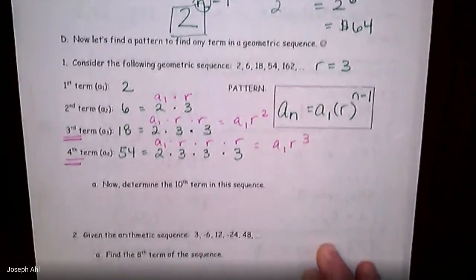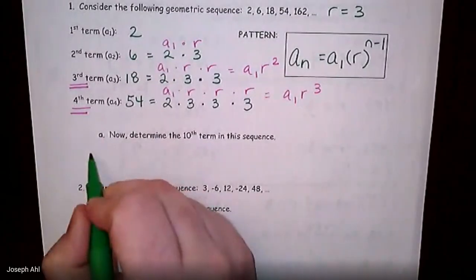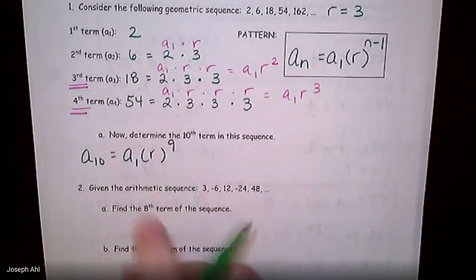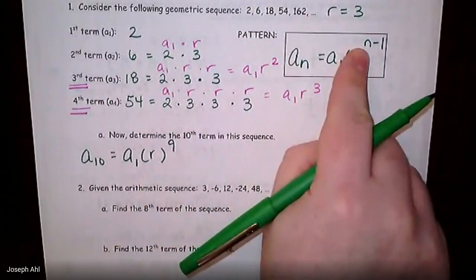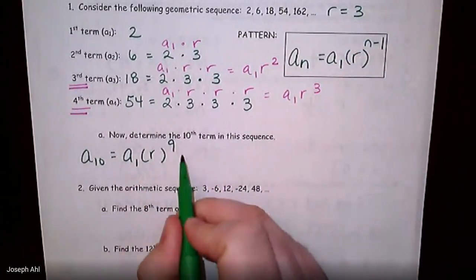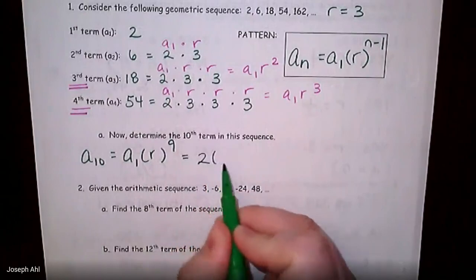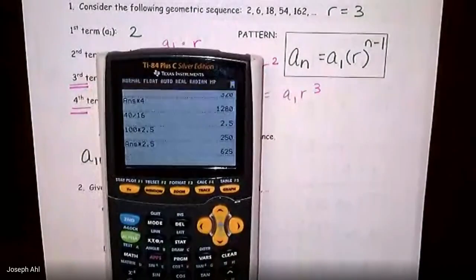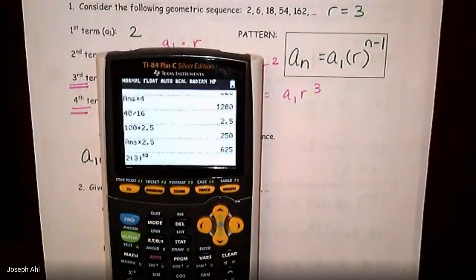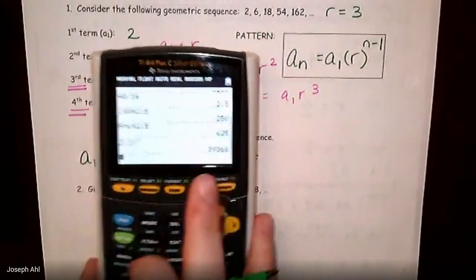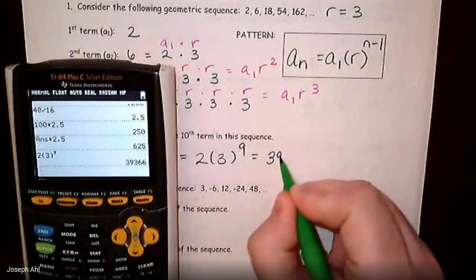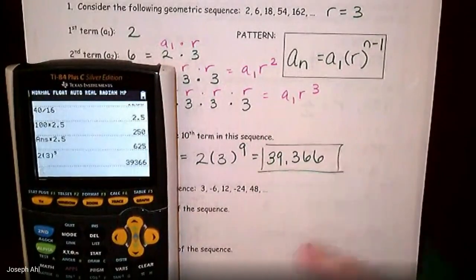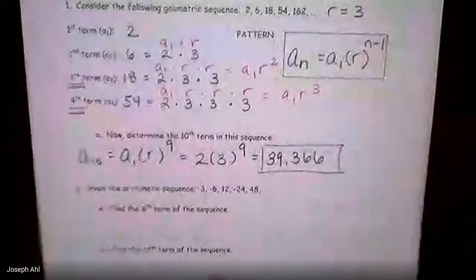So based on that, could we quickly find the 10th term of the sequence? Sure, a10 would be a1 times r to the 9th. So I plug in a 10 up for n right there. 10 minus 1 would be 9. a1 is 2. The ratio is 3. It's going to be a pretty large number here, right? 2 times 3 to the 9th, or maybe we didn't know that, 39,366. So the power of exponential growth really makes the terms in sequences like this grow much, much faster.